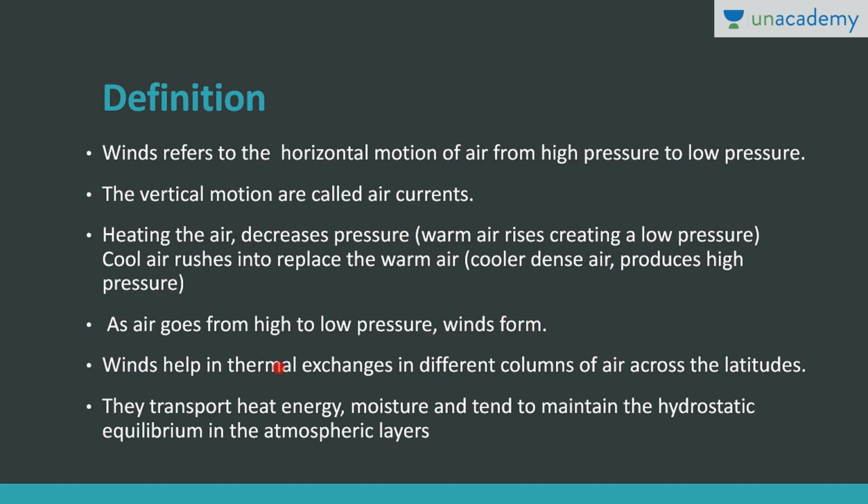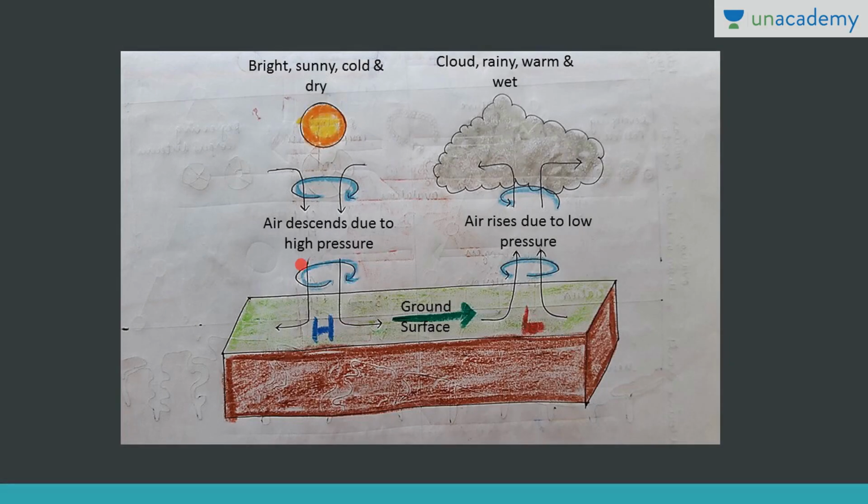Now, these winds help in thermal exchanges in different columns of air across the latitudes, and they also transport heat energy, moisture, and tend to maintain hydrostatic equilibrium in the atmospheric layer. So we can see here how winds move from high pressure to low pressure. Here low pressure is created. Why? Because of the warm air, it rises, and on the ground low pressure is created, and where the winds are descending, high pressure is created. So the horizontal motion of air is known as wind.